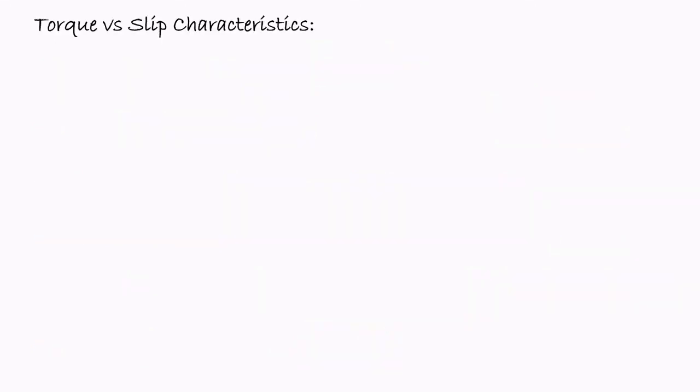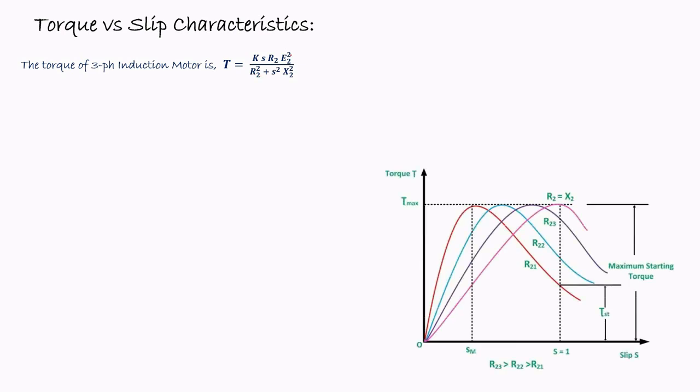Now, torque versus slip characteristics. As we have already discussed, the general torque equation of a three-phase induction motor is T equals K s R2 E2 square upon (R2 square plus s square X2 square). So what happened during the low slip region? We all know that slip is equal to (Ns minus Nr) upon Ns. So when the speed of the rotor is very high, almost equal to the synchronous speed, the value of the slip will be very low.